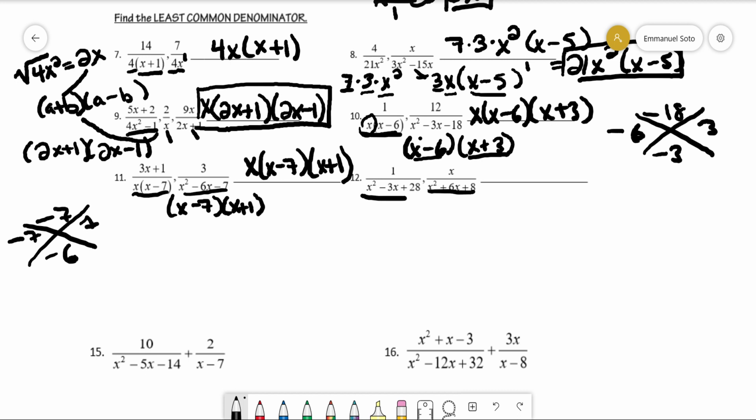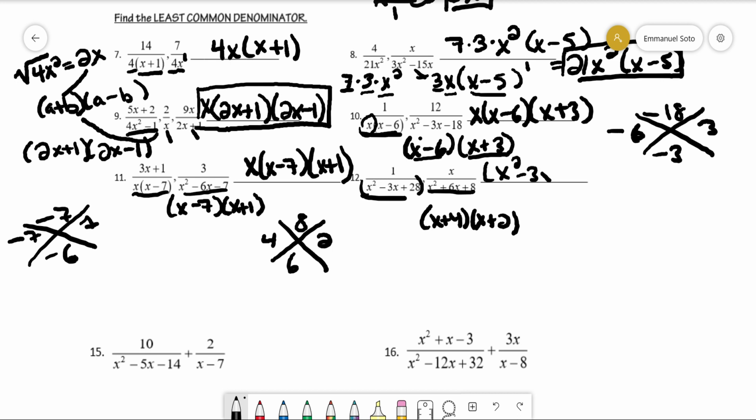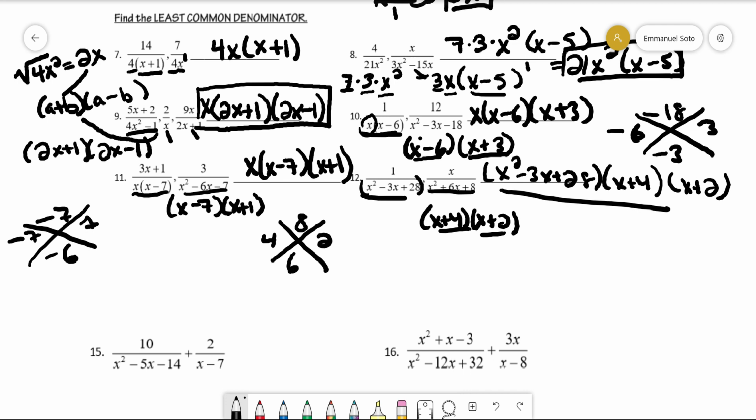Let's see if we can factor this one. Factors of 8 that add up to 6. So that would be 4 and 2. So this is x plus 4, x plus 2. So our LCD, we got one of these guys, because that can't factor. One of each of those guys. And that right there is my LCD.